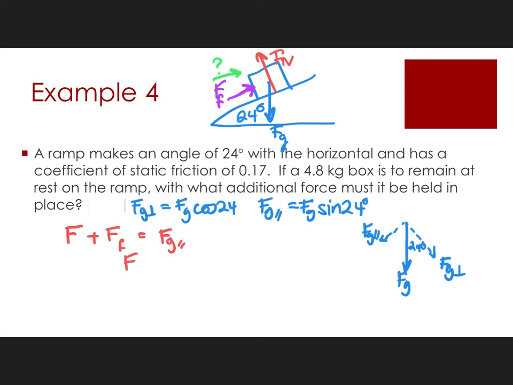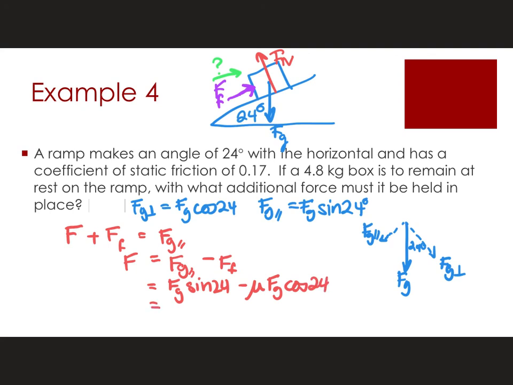If I move that around, the force we're looking for is then going to be FG parallel minus the force of friction. Okay, so FG parallel, that is force of gravity times sine 24, minus the force of friction, which is going to be mu times the force perpendicular. So that'll be FG cos 24.